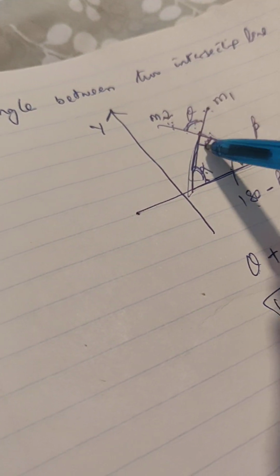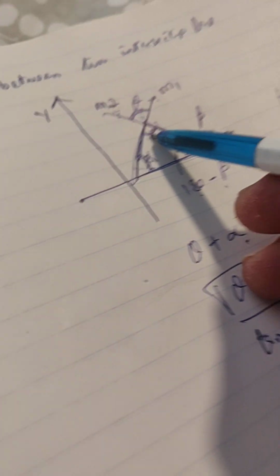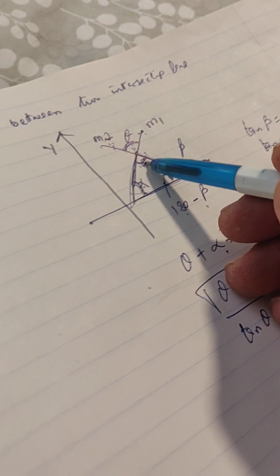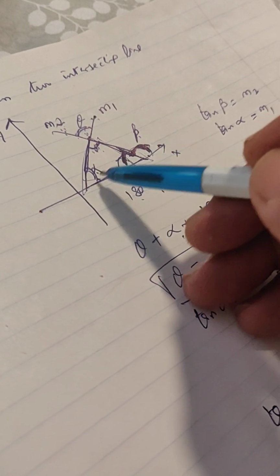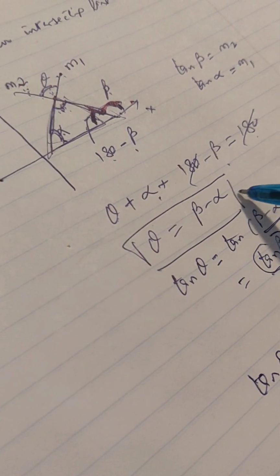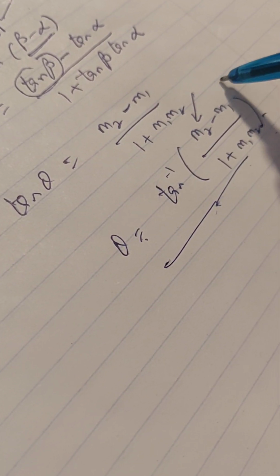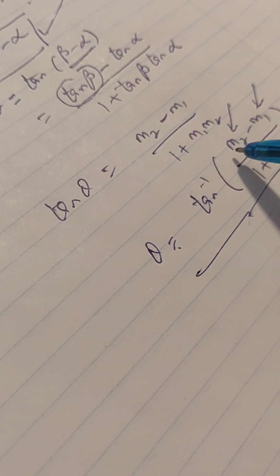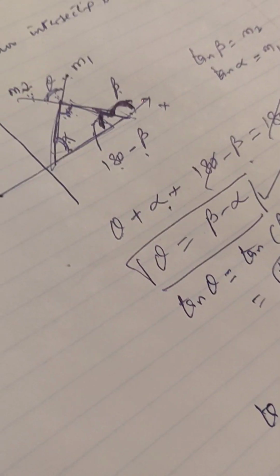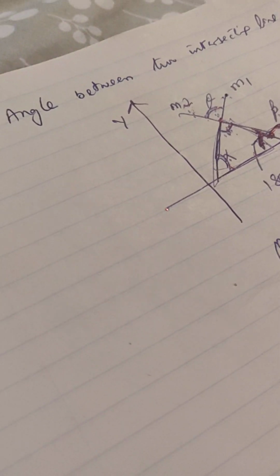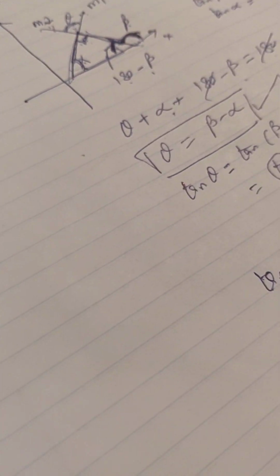This theta and this theta are the same, being opposite angles. This is equal to this minus this, I have derived. So taking tangent, it becomes this. So this is the formula. If we know the slope of one line and the slope of another line, we can substitute the values in this formula to get the angle between two intersecting lines. Now we'll take some examples.